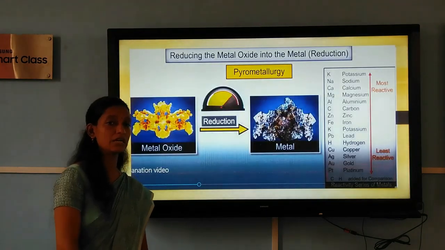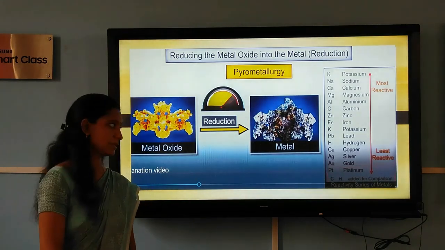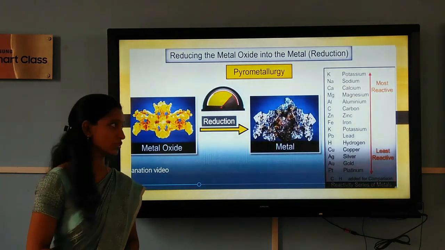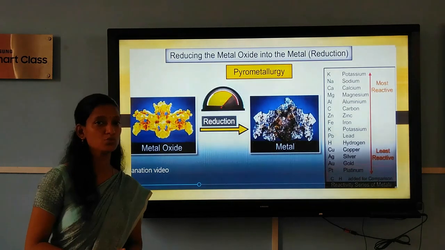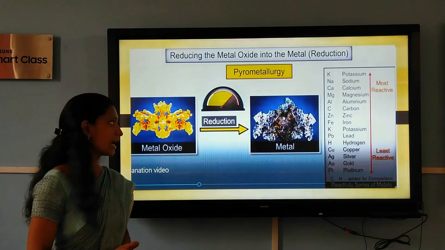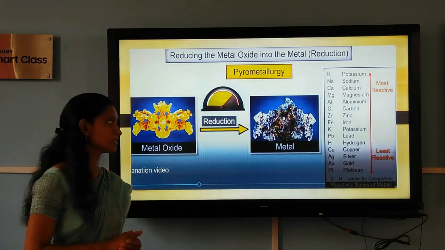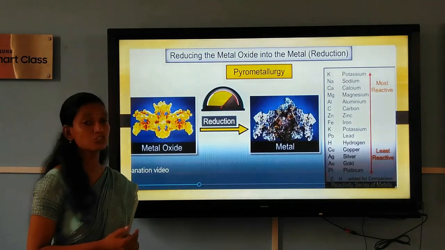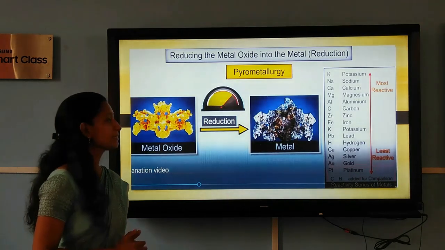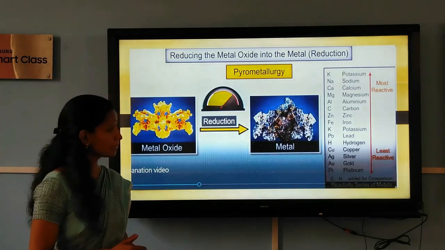Once the metal is converted into the oxide form, the next process involves reduction of the metal. Reduction means you keep the ore in the presence of a reducing agent. Now, what reducing agent is to be used depends upon the reactivity. For example, if the metal is very reactive, like potassium or sodium, the alkali metals or alkaline earth metals, generally you go for electrolysis as a method of reduction. If the metal is less reactive, like iron or zinc, you can use reducing agents like carbon or carbon monoxide.